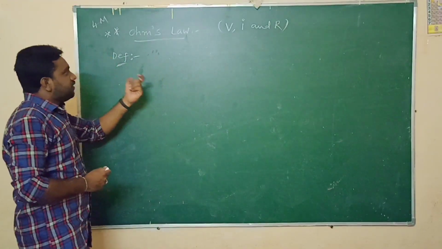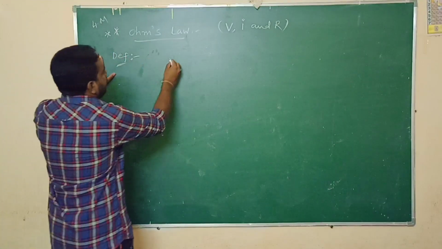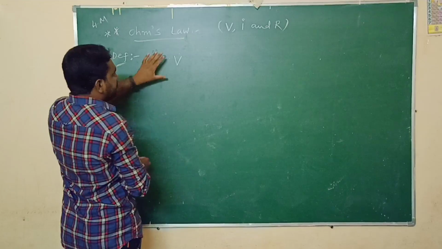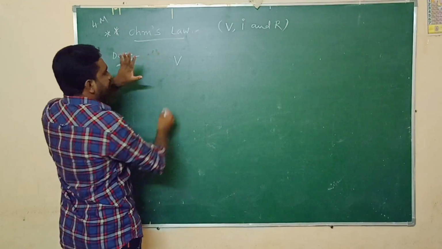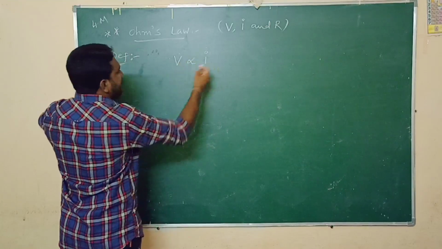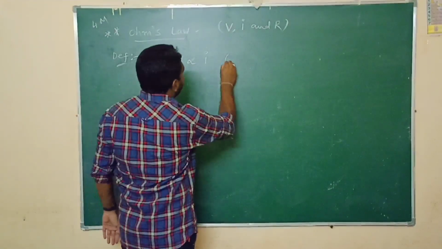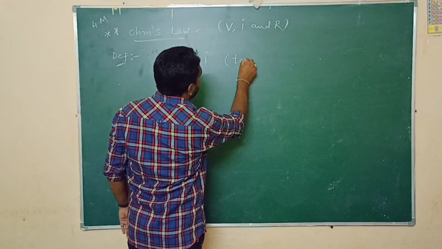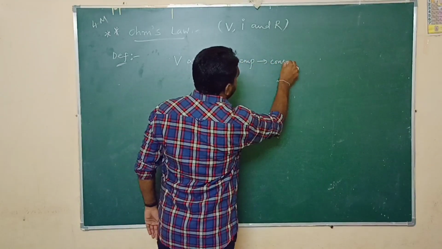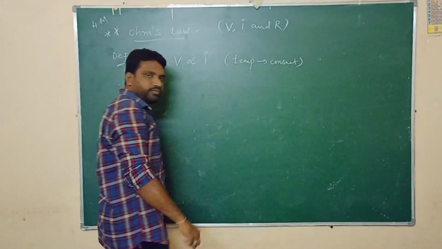So mathematically we can write that potential difference is directly proportional to the strength of the current. Potential difference means V is directly proportional to current, and current is denoted with I. V is directly proportional to I. But here which one remains constant? Temperature. The temperature of the conductor should remain constant. This is what we should remember.